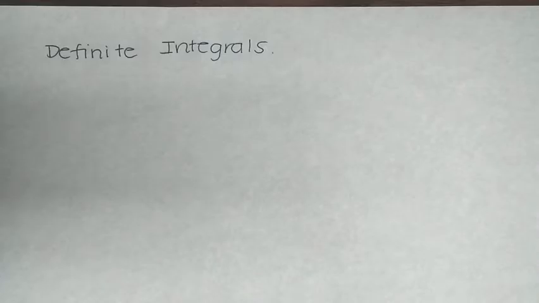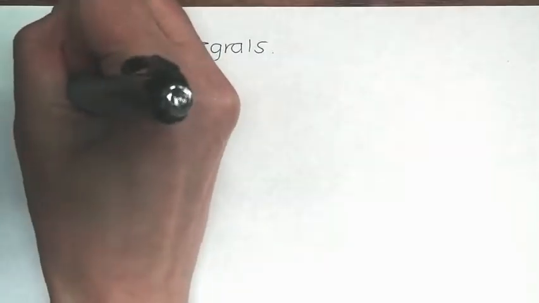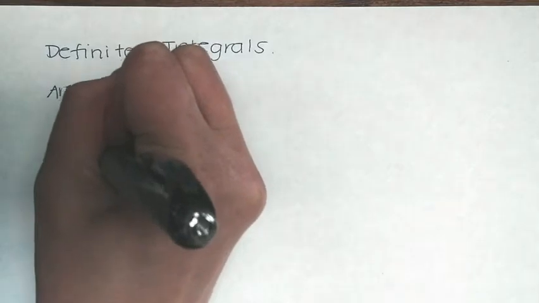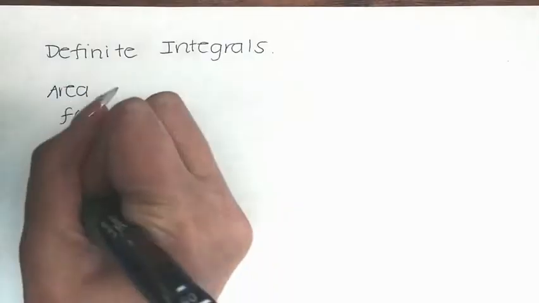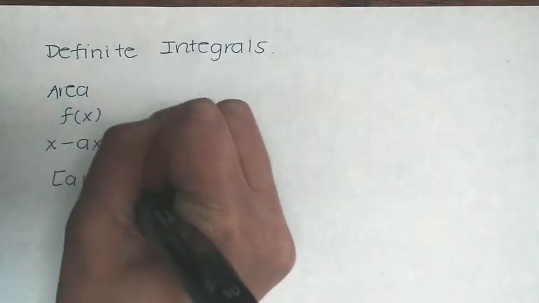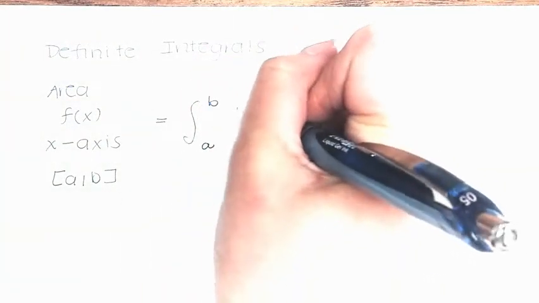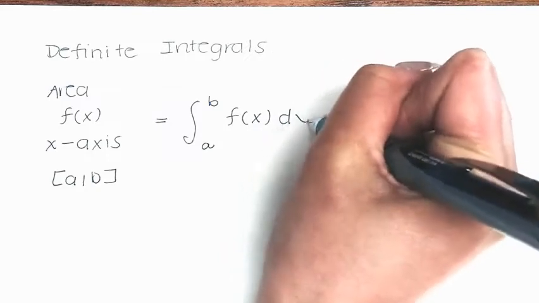Hi guys, today we're going to learn about definite integrals and their properties. First, let's look at the notation. The area between f of x above the x-axis on the interval a comma b is going to be denoted as the integral from a to b of f of x dx.